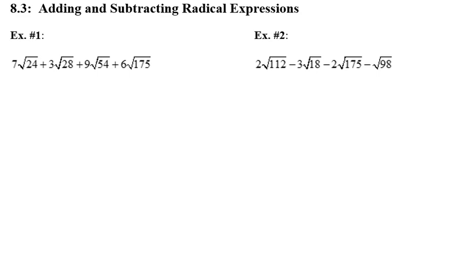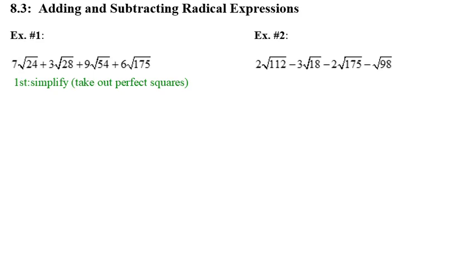This is a short lesson on adding and subtracting radical expressions. So if we look at these two examples here, the first thing that we need to do is to simplify, which remember means to take out the perfect squares. So we want to look for any factors within our square roots that are perfect squares.